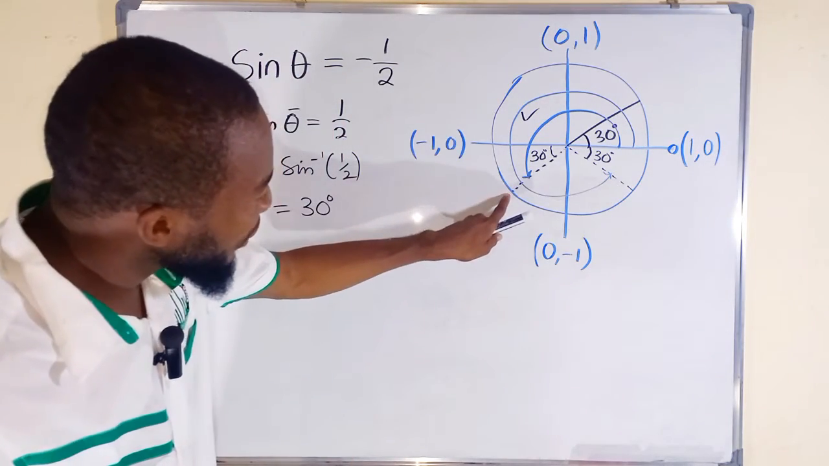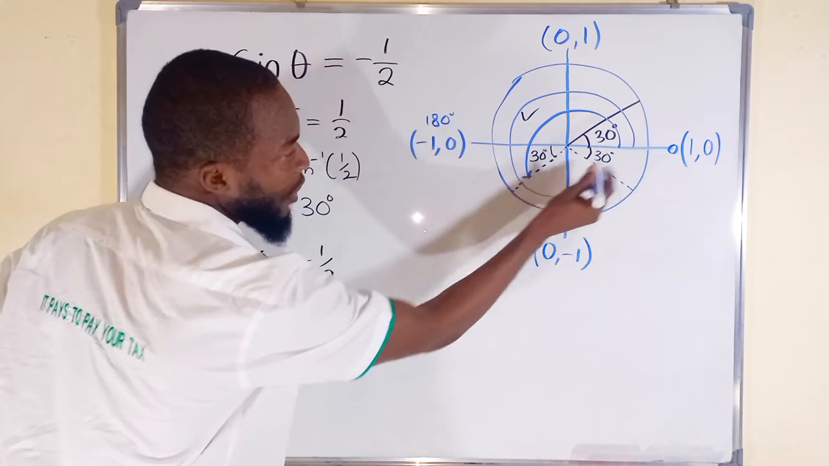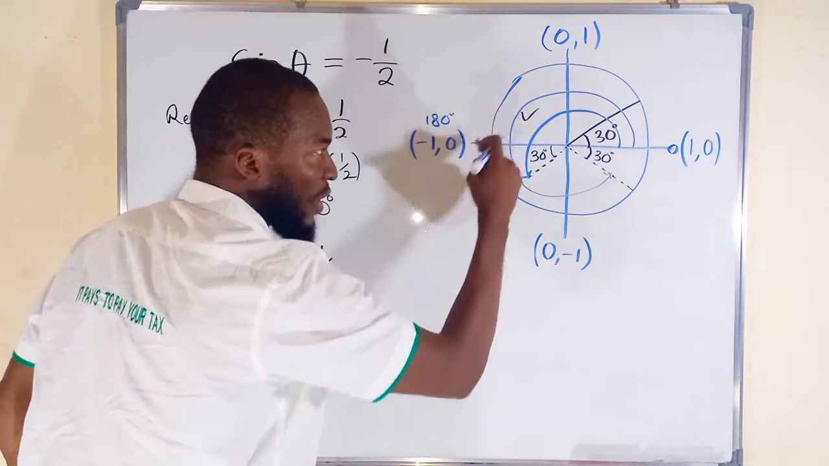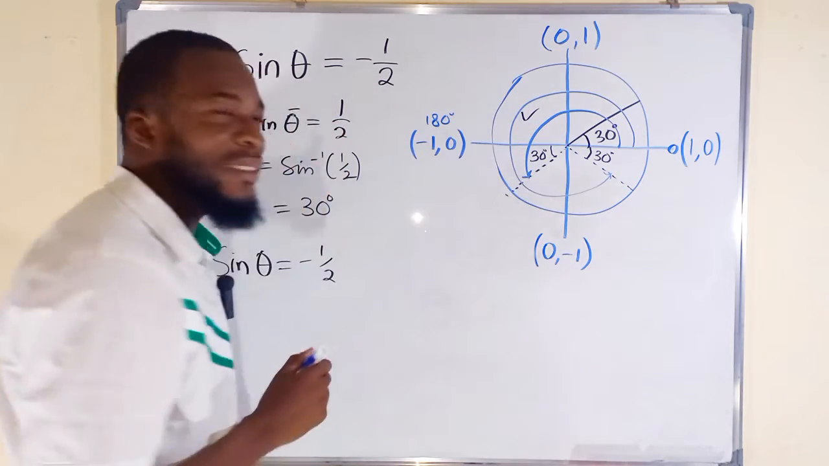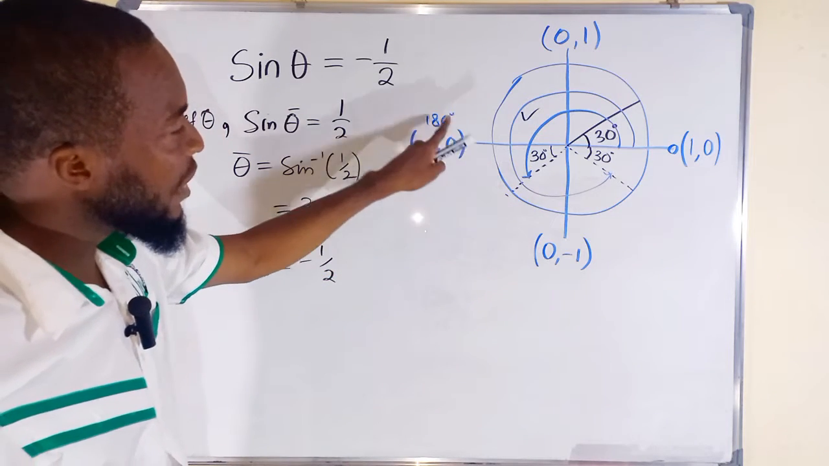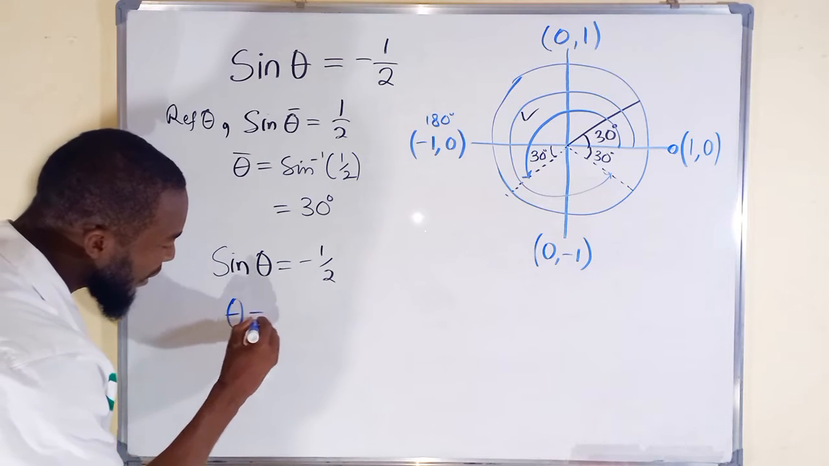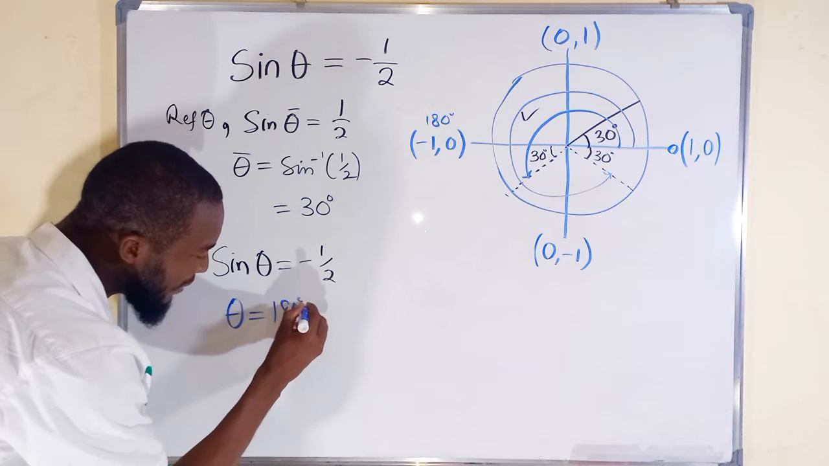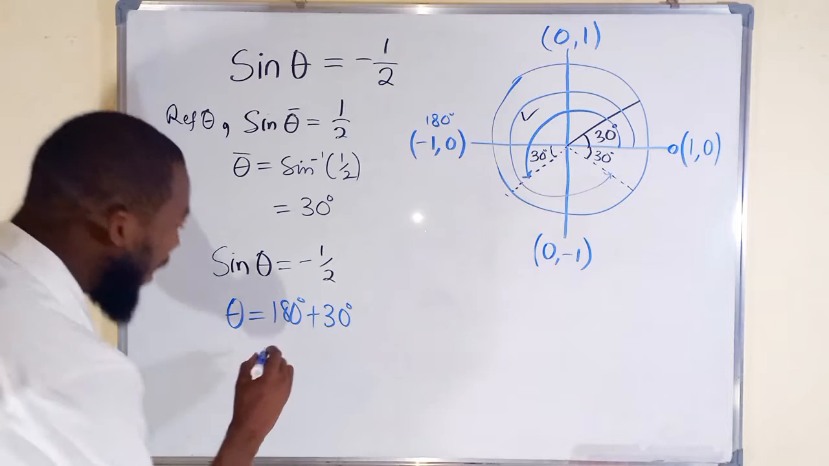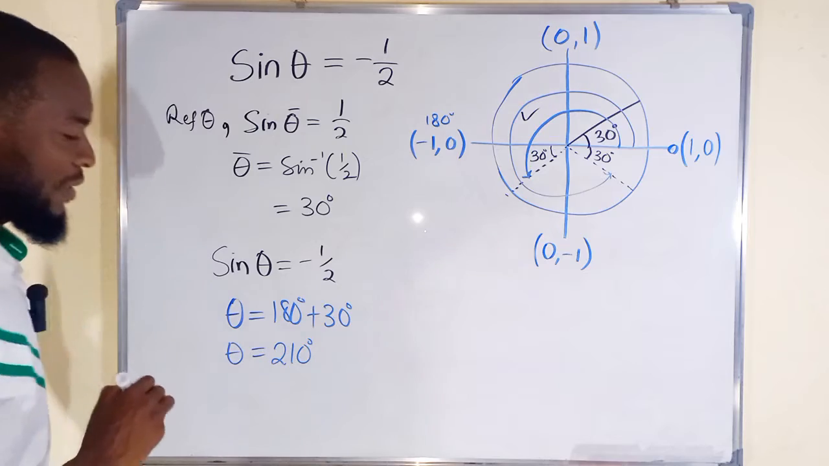So what will be the first solution here? You know this is 180 degrees, right? From the standard position down to this leg is half a cycle. That is 180. But we have 30 degrees extra. So to find the first solution here, you're going to add 30 degrees to 180 degrees. Therefore, this particular angle theta is equal to 180 degrees plus our reference angle, which is 30 degrees. And this will give us what? 210 degrees. And this is the first solution.